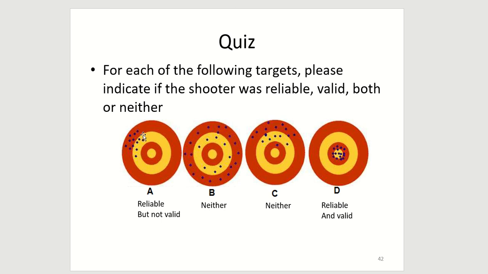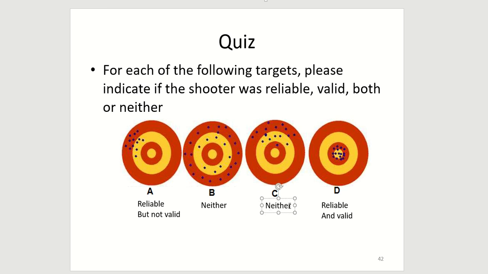So the first shooter, all his shots are aggregated in an area. So he has a steady hand, kind of steady hand. Okay, however, he's not hitting the center of the target, and therefore that shooter is reliable, but he's not valid. The second shooter, his shots are scattered all over the place, even if he hit the center one time. Overall, he's just all over. So his hand is not steady, he's not reliable, and automatically he's not valid.